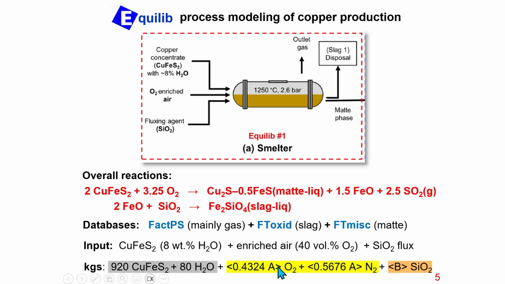We have A, or alpha, kilograms of oxygen enriched air. These add up to 1, so A therefore becomes kilograms. In other words, if A is 100, this is equivalent to 100 kilograms of oxygen enriched air. And beta is the other variable, kilograms of flux. So these are the inputs.